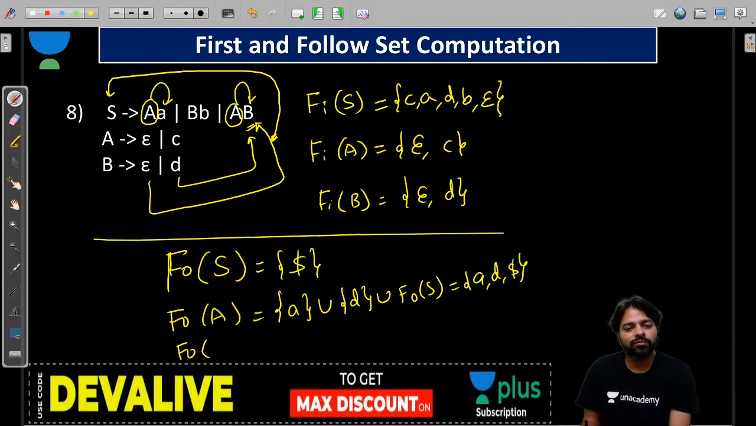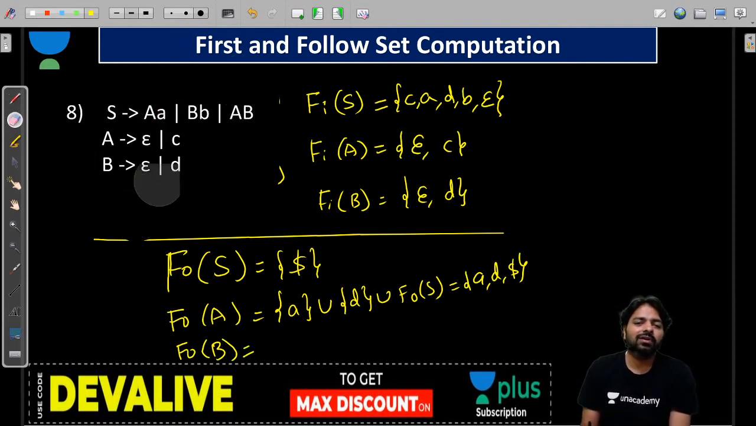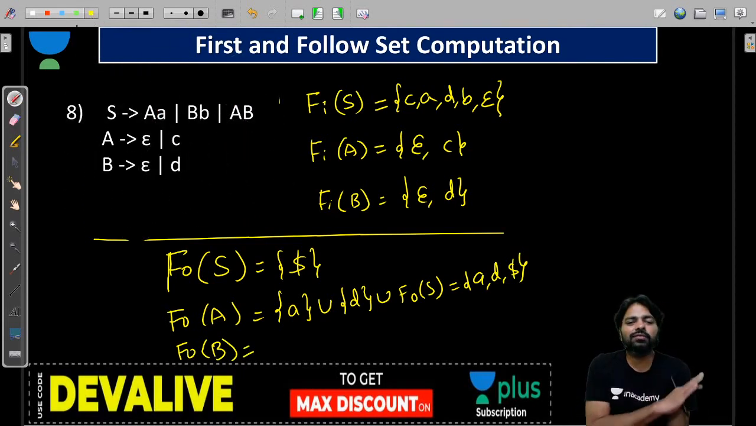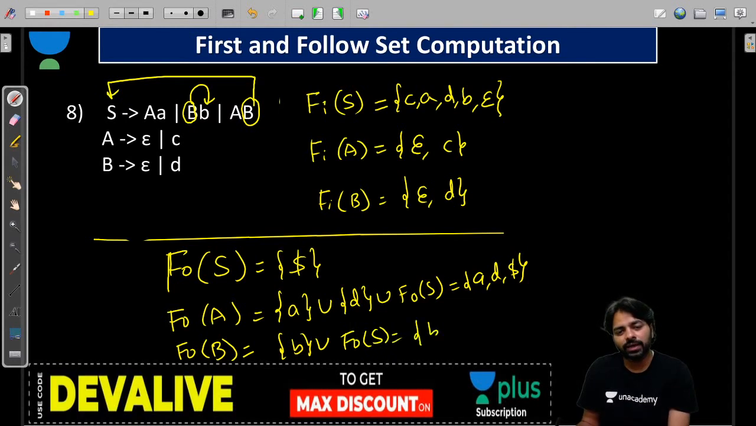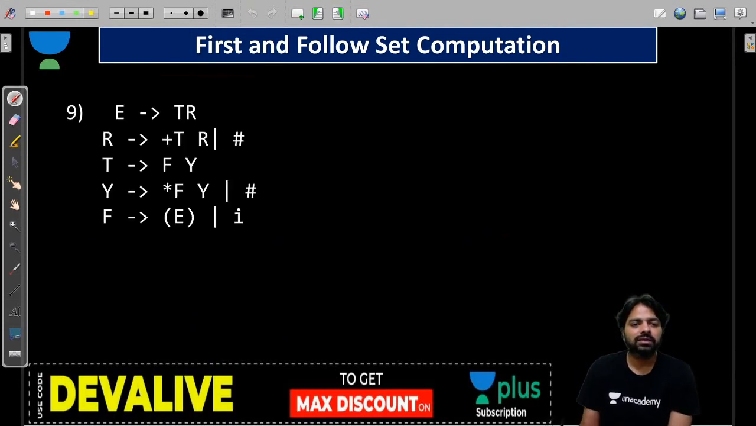And follow of B, do one at a time. Don't mix all the follows at a time. Only follow of B you look at now. Because of this follow of B, you will get a small b union. Because of this B, you will get follow of S. That is equal to b, dollar. So this is how we compute the first and follow sets.